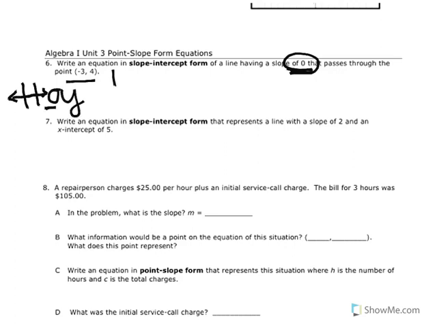A zero slope line is a horizontal line, and the equation of that line is always y equals something. So let's see what we can figure out on this.